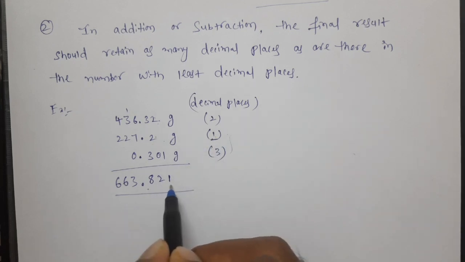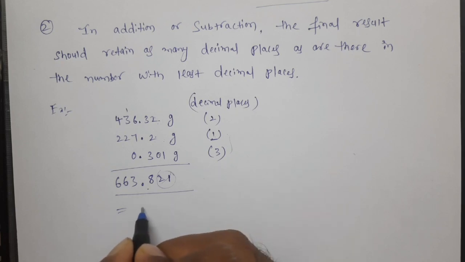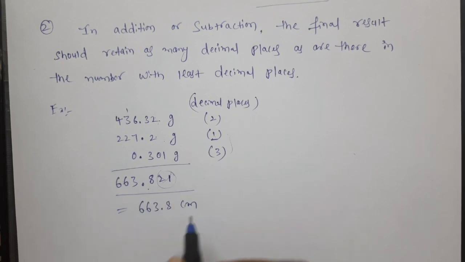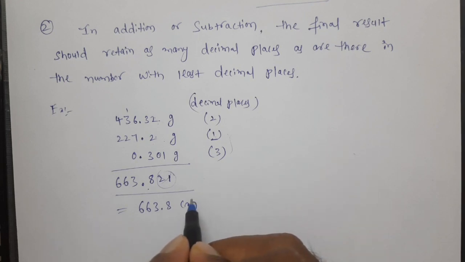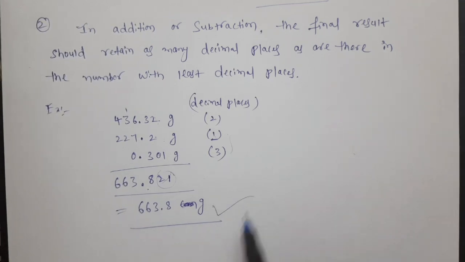But how many are there here? 3, right? That means we have to neglect these 2. So here the total value is equal to 663.8 grams. So this is the correct one.